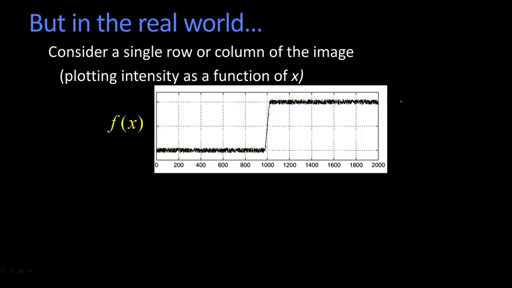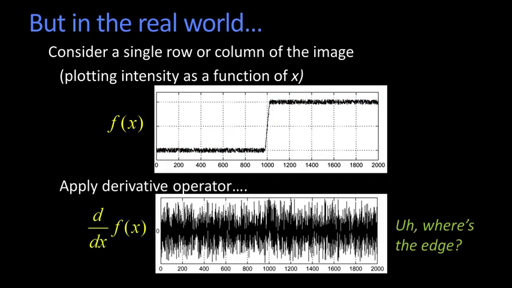If I actually take the gradient of that function by just doing, say, a right difference, right? I'll apply my derivative operator, and I'll get this. And one might ask, where is the edge? Well, we can see here the edge is really, whoops, I missed. The edge is right there, but in this mess, it's sort of hard to tell. And the problem, of course, is that we've added noise, and that noise has caused us to have positive and negative derivatives all over the place.